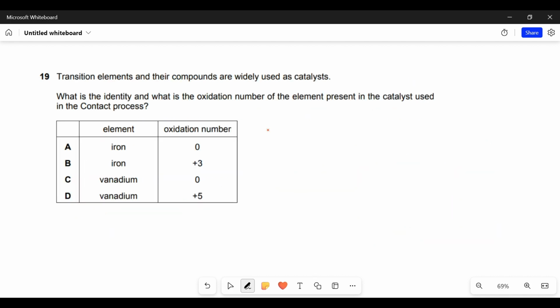Question number 19. Transition elements and their compounds are widely used as catalysts. What is the identity and what is the oxidation number of the element present in the catalyst used in the contact process? In contact process, vanadium pentoxide is used, V2O5. If I calculate the oxidation number of vanadium here, it is plus 5. Hence option D is the correct response.